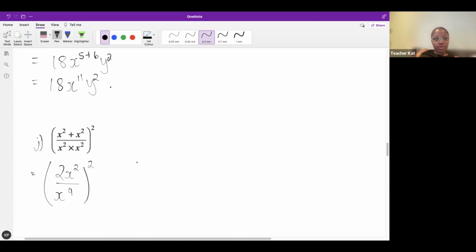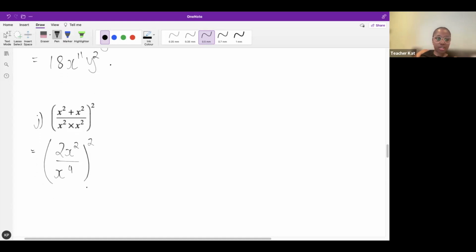All squared. Are we done simplifying inside the bracket? You guys say we're done simplifying inside the bracket? No, we are not. We can still do what? My x's. We have 2 x bases and we are dividing. So we can still do what with my exponents?